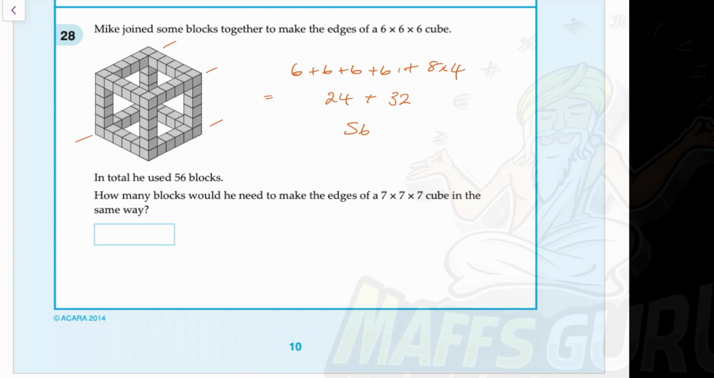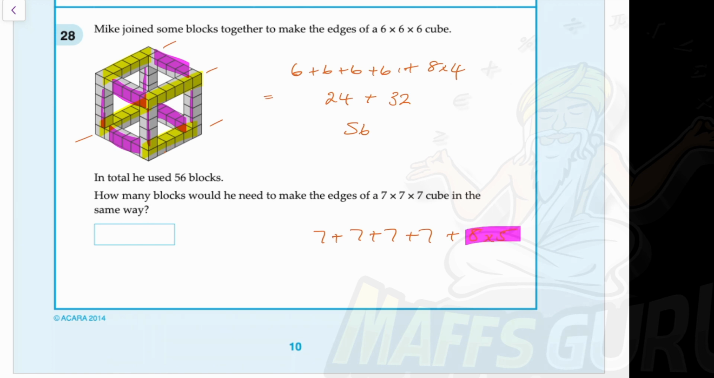Okay, so how would we do a 7 by 7 by 7 cube? So 1, 2, 3, 4, 5, 6, 7. So we would end up with 7 plus 7 plus 7 plus 7. That would give us 1, 2, 3, 4, 5 in the middle plus 8 times 5. Okay, so what I've said now is if I was to replicate this, each of these would have 7 blocks in them, and then these connectors would have 1, 2, 3, 4, 5. 1, 2, 3, 4, 5, 6, 7. 8 of them would all have 5.